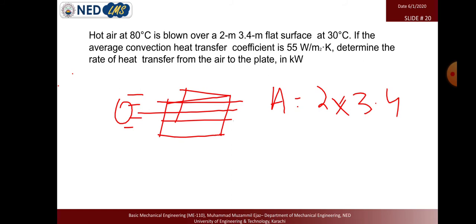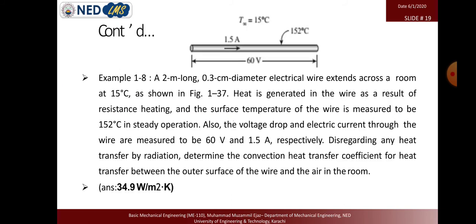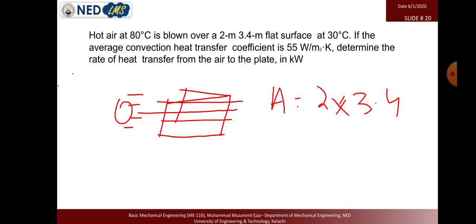The plate temperature is 30 degrees centigrade, and the average convection heat transfer coefficient is 55 watt per meter square Kelvin. Determine the heat transfer from air to plate. We have to find out how much heat transfer will take place from this 3.4 meter long and 2 meter wide flat surface. So we need to find the q dot in kilowatt.